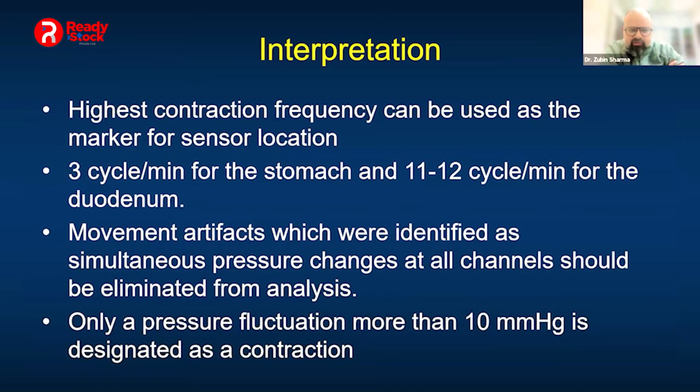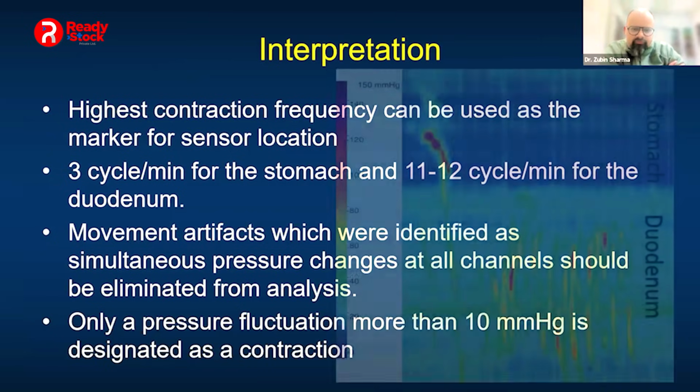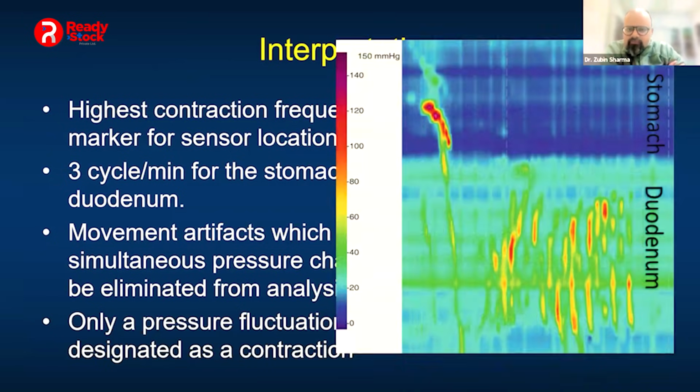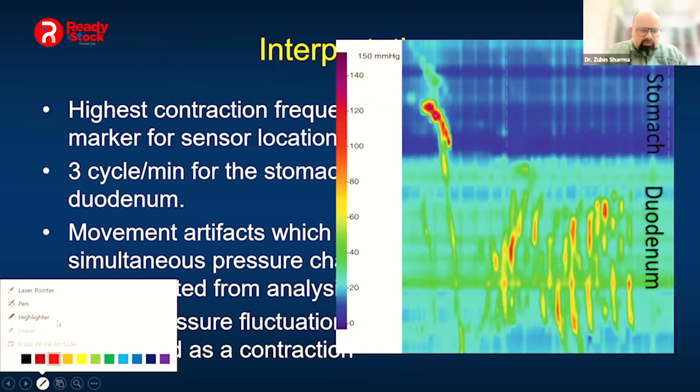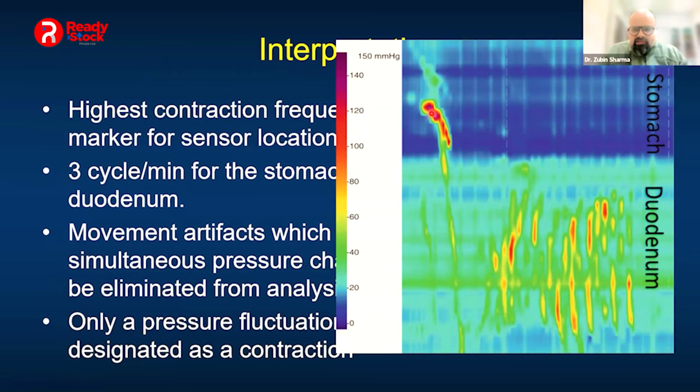3 cycles in 12, I told you. And only a pressure fluctuation of more than 10 is to be considered as a contraction. This is from a representative book on the ADM. You can see a 3 CPM, you can see an antral contraction here going down into the duodenum. Let me just show you. This is an antral contraction here, and these are the duodenal contractions.